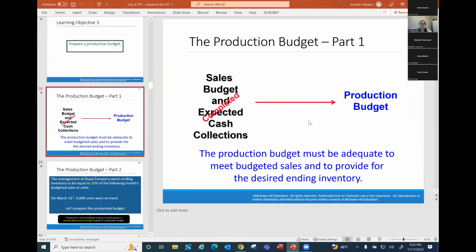Okay, so now we're going to look at the production budget. We did the sales budget and the expected cash collections. Those are the two that we've done so far. Now we're moving on to the budget for the production.